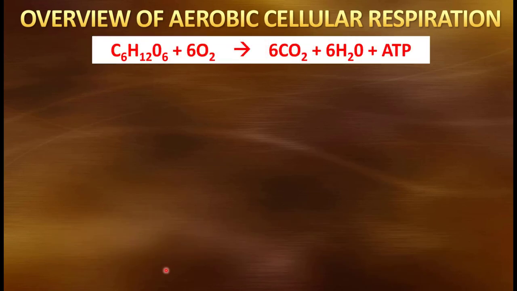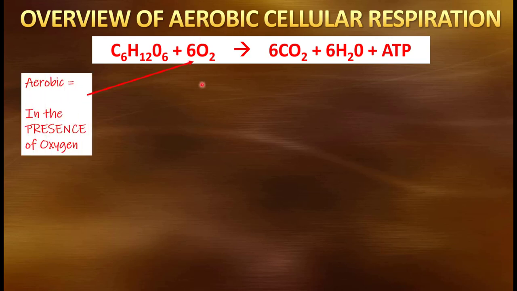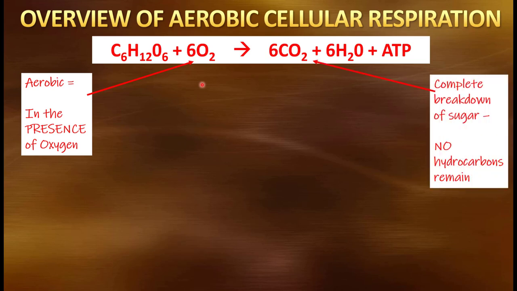So as we saw before in overview, when we look at cellular respiration, and this is aerobic cellular respiration we're looking at right now, aerobic means that it is in the presence of oxygen. So in the presence of oxygen, we're going to take glucose and we're going to break it down into carbon dioxide and water. And if we are in an aerobic pathway, we are going to completely break down the sugar.